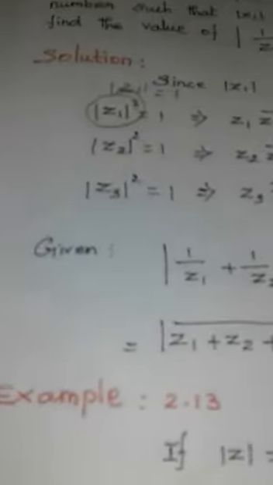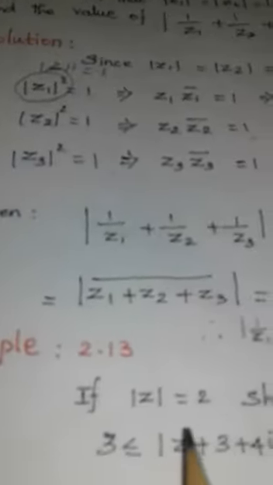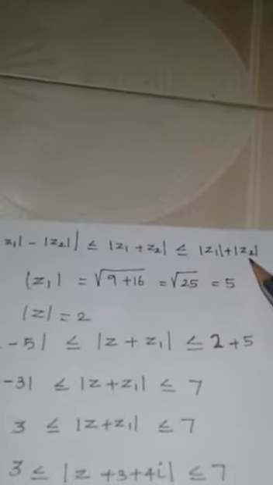Example 2.13. If modulus of Z equal to 2, show that 3 is less than or equal to modulus of Z plus 3 plus 4i, which is less than or equal to 7. Let Z1 equal to 3 plus 4i. By the triangle inequality formula, modulus of Z1 minus modulus of Z2 is less than or equal to modulus of Z1 plus Z2, which is less than or equal to modulus of Z1 plus modulus of Z2.